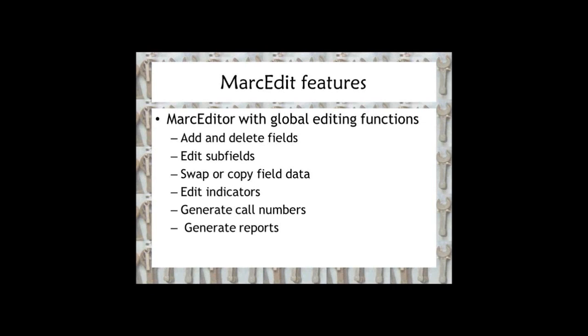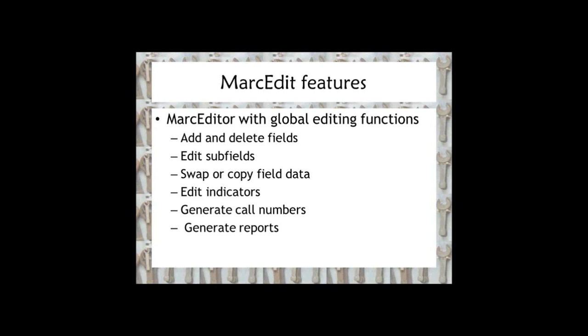So it has one tool called MARC Editor, and it has global editing functions. So you can go in and add and delete fields to a whole bunch of records. If you've got a bunch of records for ebooks from Overdrive or something like that, where you want to add local fields, but you don't want to touch each one of hundreds of records individually. Or you can edit subfields if you need to add subfields. You can swap or copy field data from one field to another.